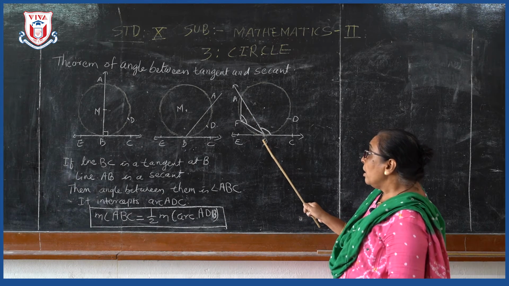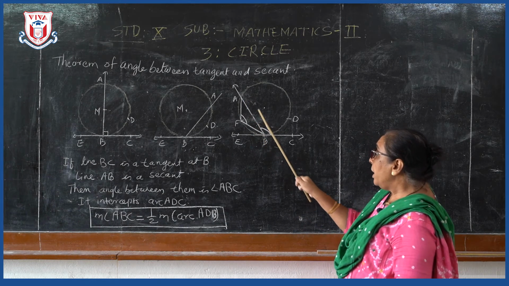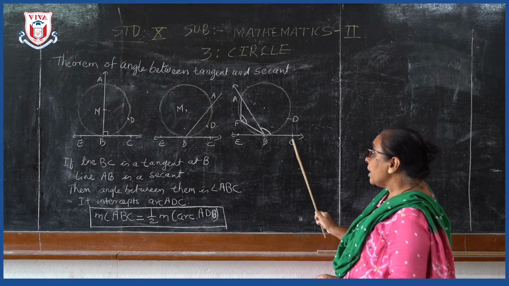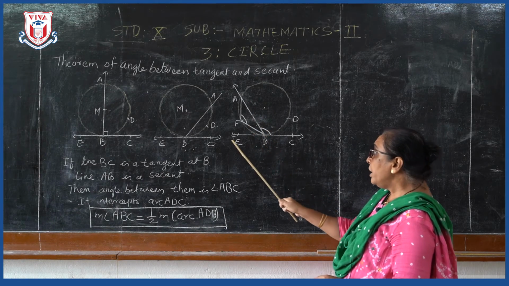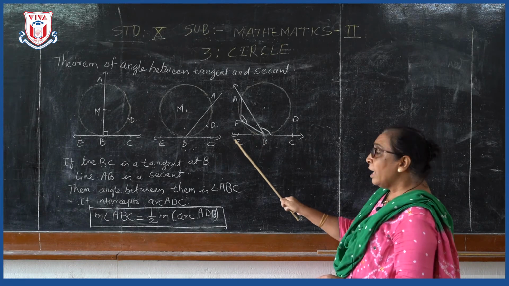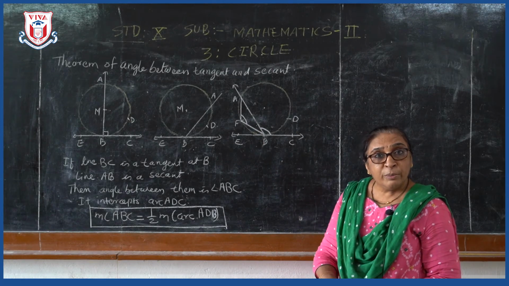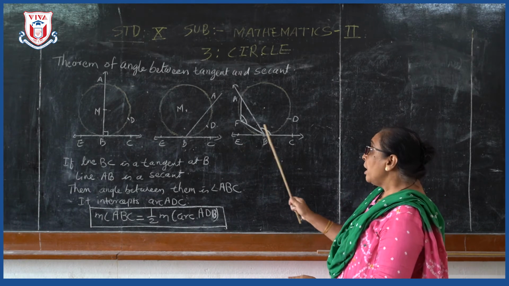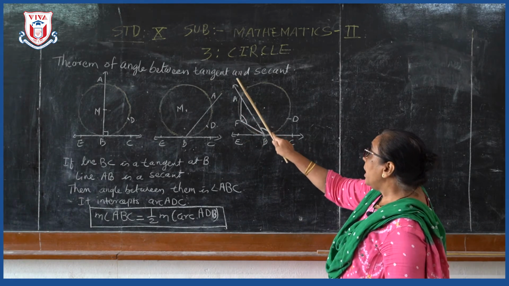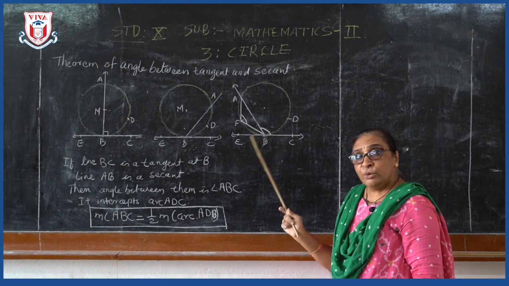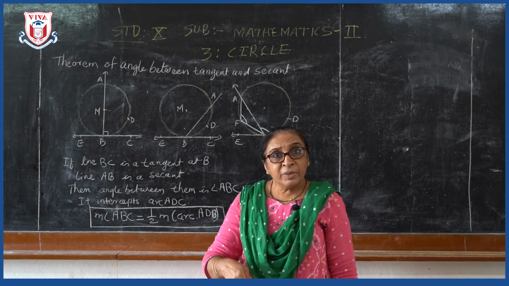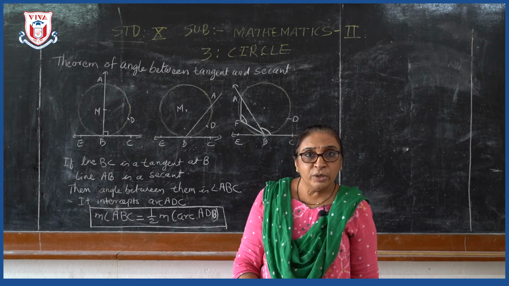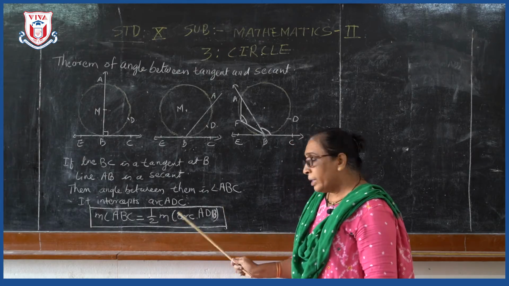So here, if angle AFB and angle ABC are given to us as congruent, then we can say that line BC will also be a tangent. So the converse theorem of this angle between tangent and secant can be used in the construction also. So just remember this property.